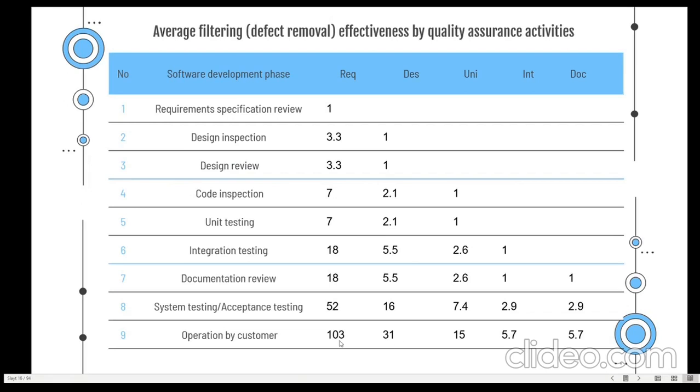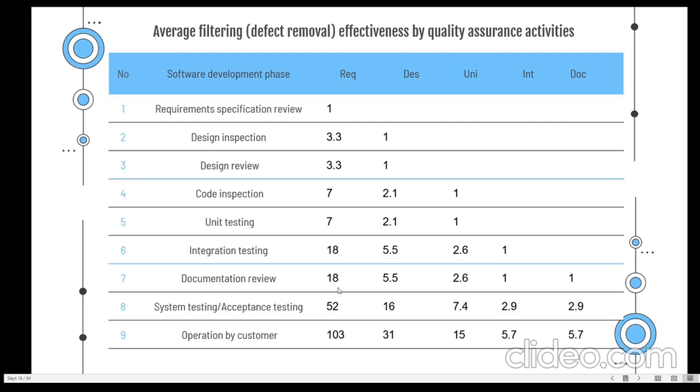And this is our last table. In this table, we see the cost of defect removal by quality assurance activities. I will explain these columns: requirement specification, design, unit test, integration testing, documents. Requirement specification review, requirements 1. Design inspection, requirements 3.3, design 1. Design review, requirements 3.3, design 1. Code inspection, requirements 7, design 2.1, unit testing 1. Unit testing, requirements 7, design 2.1, unit testing 1. Integration testing, 18 for requirements, 5.5 for design, 2.6 for unit testing, 1 for integration testing.